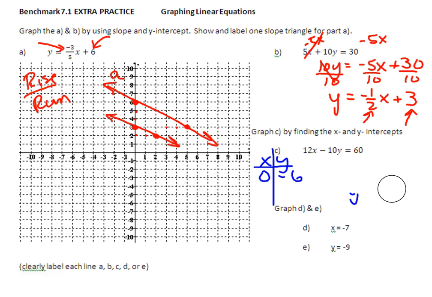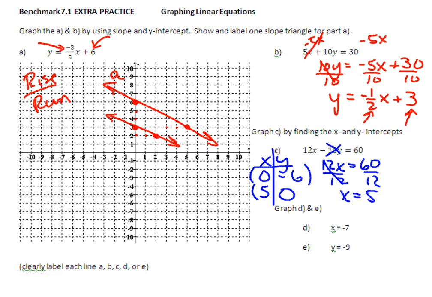And then to find my other intercept, I'm going to let y be 0 to find my x-intercept. So I plug 0 in for y here, I get -10 times 0 is 0. So I get 12x is 60. Divide by 12 and I get x equals 5. So these are my 2 intercepts. So I'm going to plot those 2 points, 0, -6, and 5, 0, and connect the dots. And that's line C. I forgot to label my line B before.